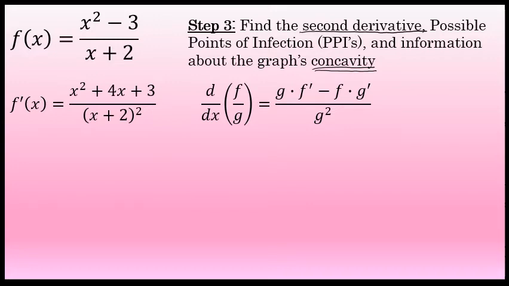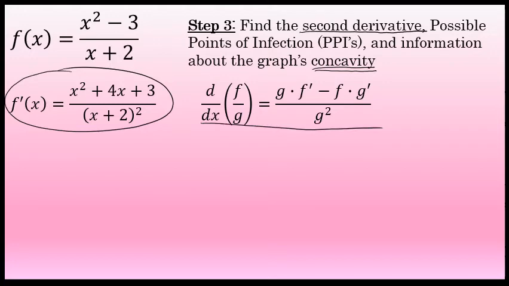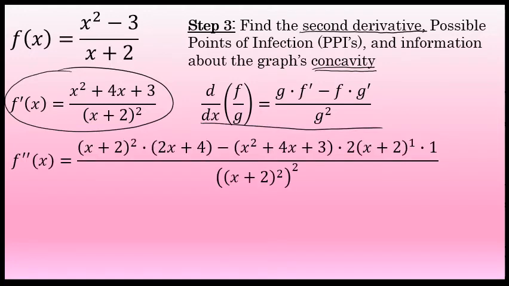To find the second derivative, I'll certainly need the first derivative, and again I'll be applying the quotient rule. So here the second derivative is (x plus 2) squared, this is the denominator. And the derivative of the numerator, the derivative of x squared plus 4x plus 3, is 2x plus 4. Then there's a minus sign, and I'm going to copy down the original numerator. The numerator was x squared plus 4x plus 3.